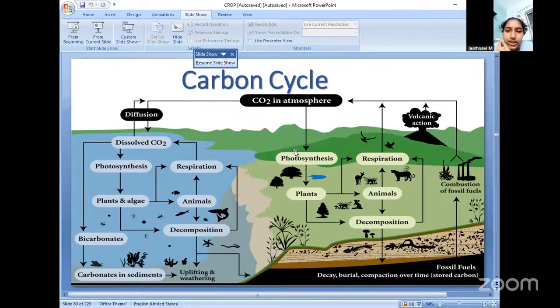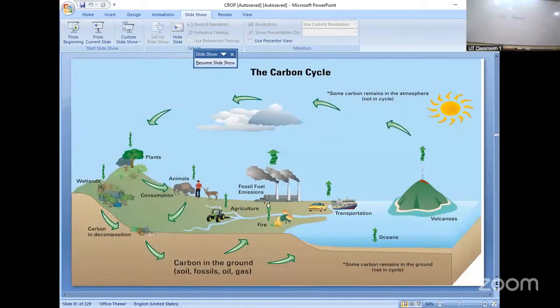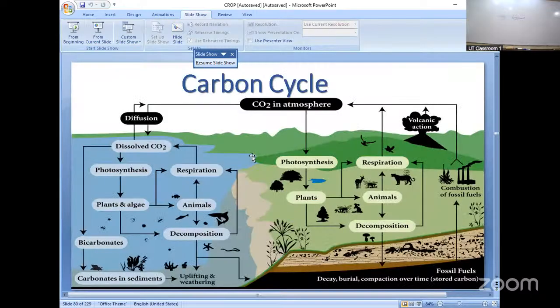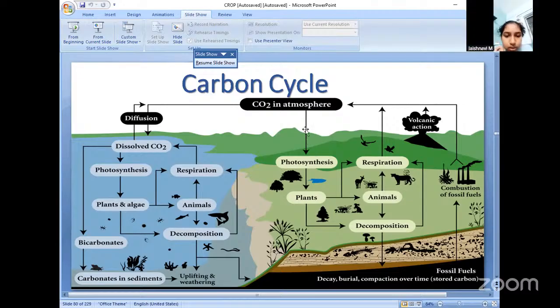Ma'am, I didn't understand the carbon cycle. No, I'm explaining. See here, this is the carbon cycle. It is present in the atmosphere, right? Carbon dioxide is used during photosynthesis by plants.